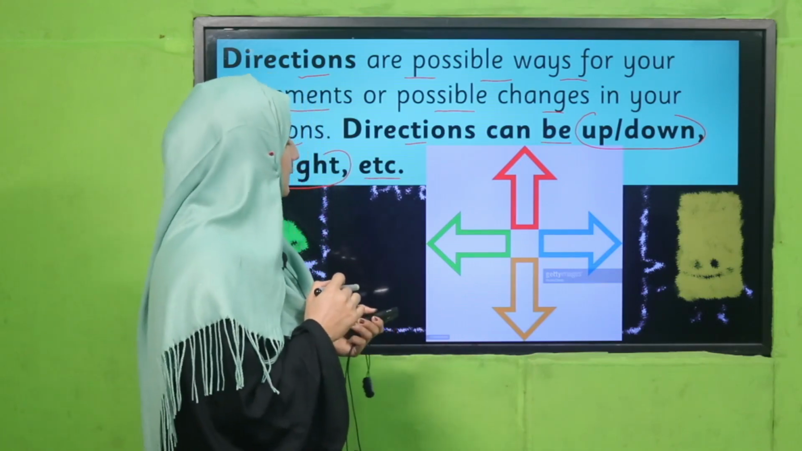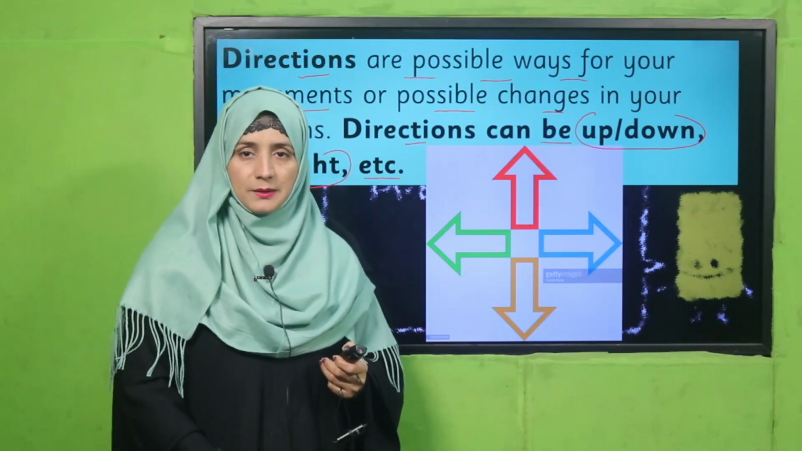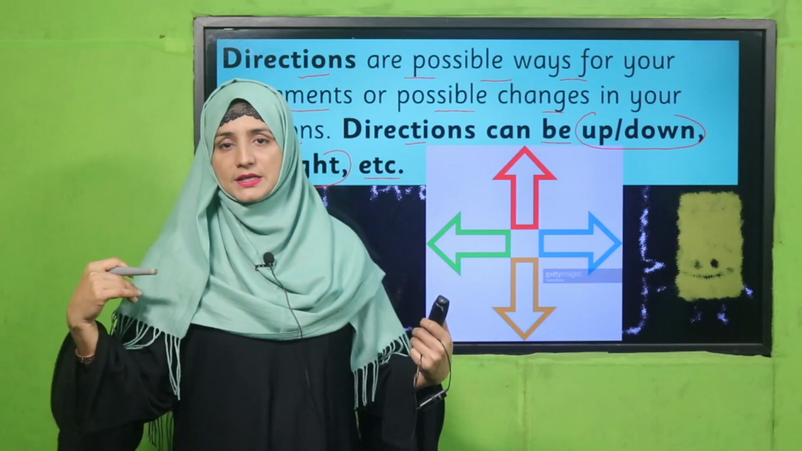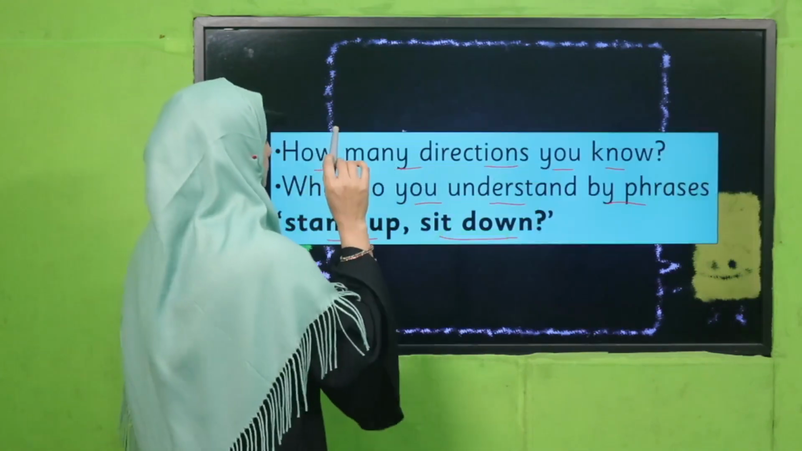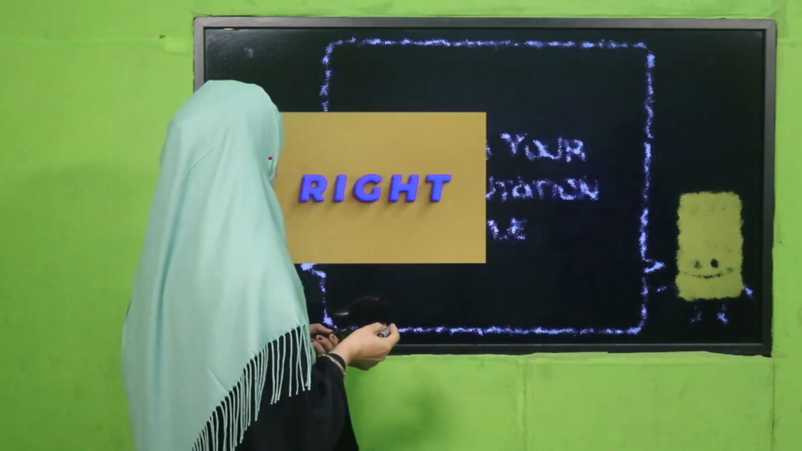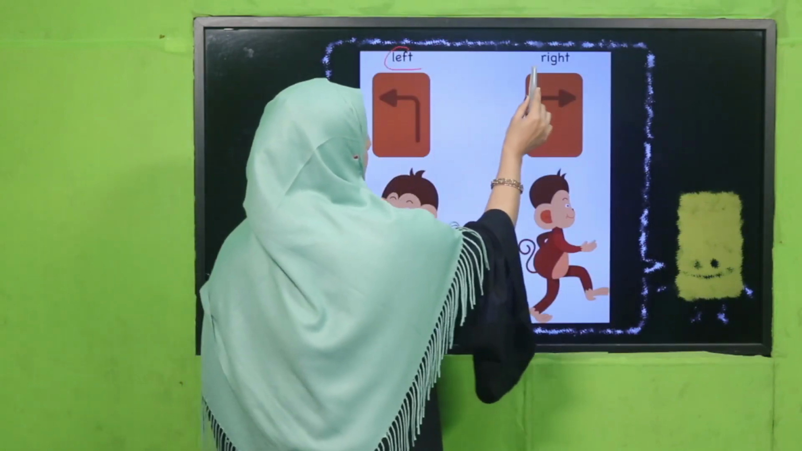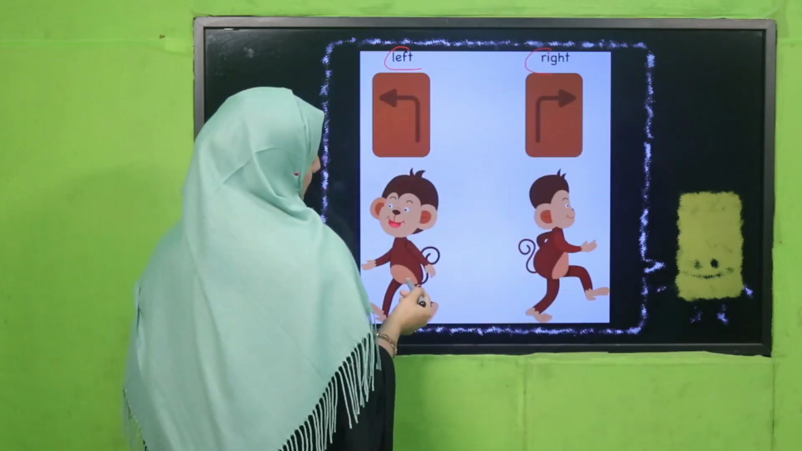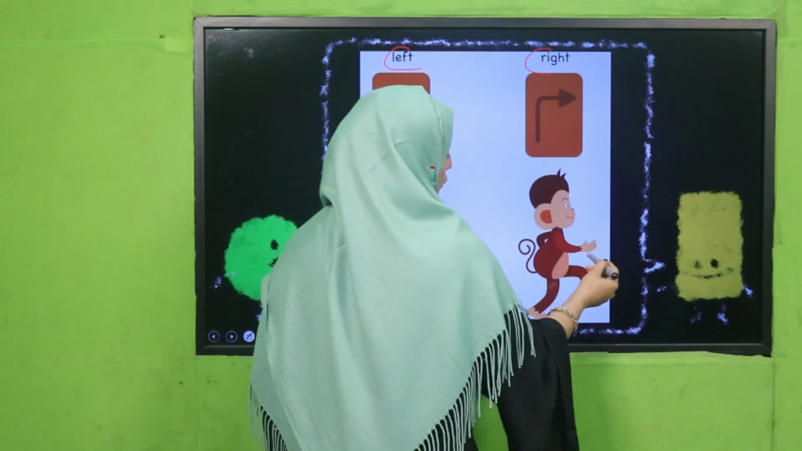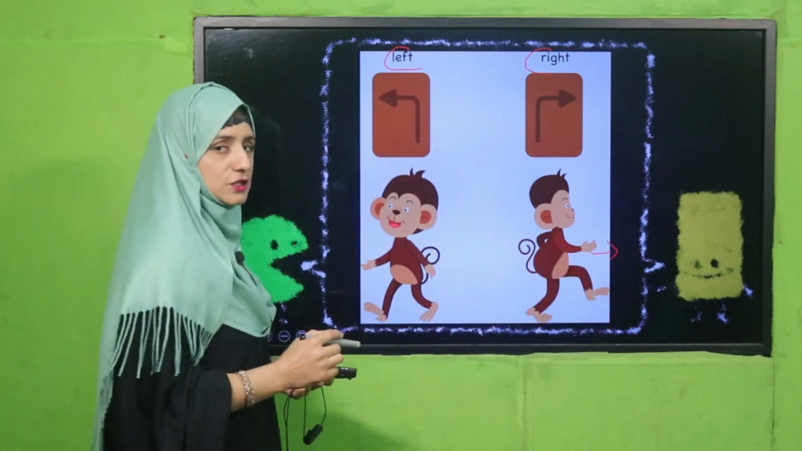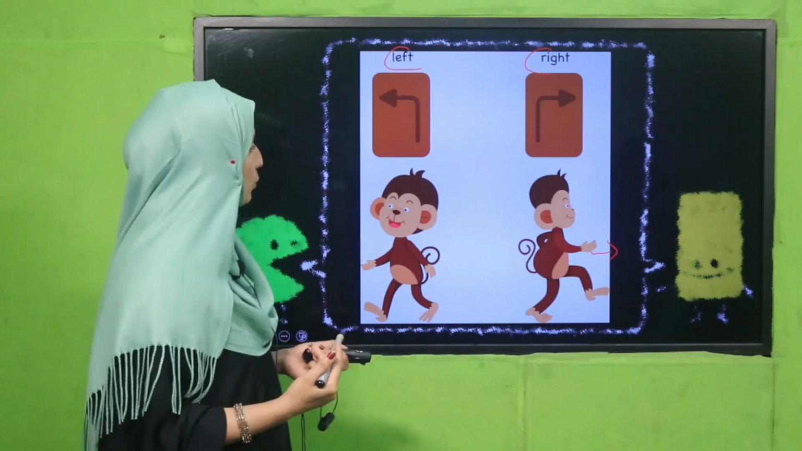In this way you can say that this is up and down. Okay, left, right. Let's see there. Next is this. This is left, right. You can see that he is moving to the left side and he is moving to the right side. In this way, our movement tells us in which directions we are moving.